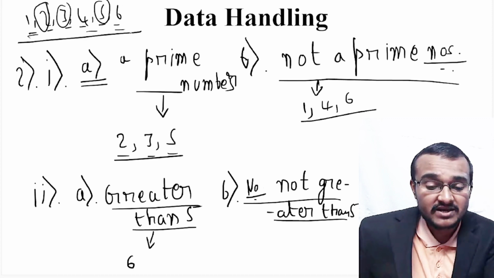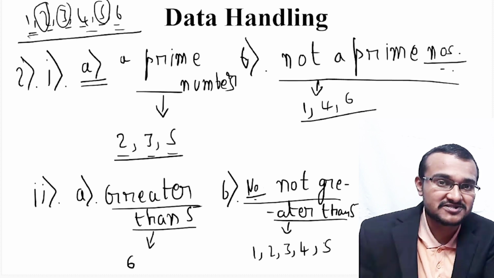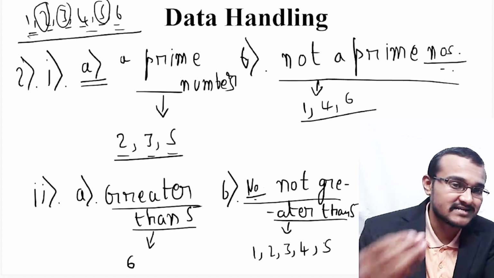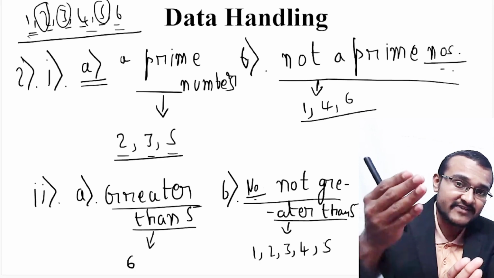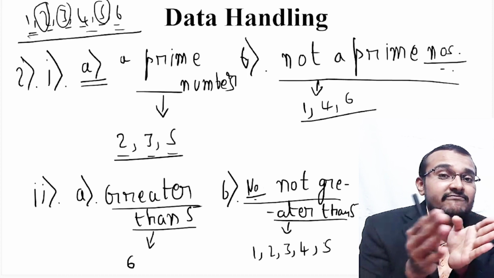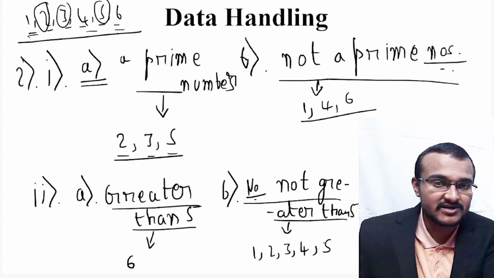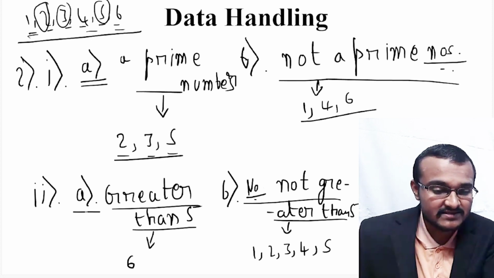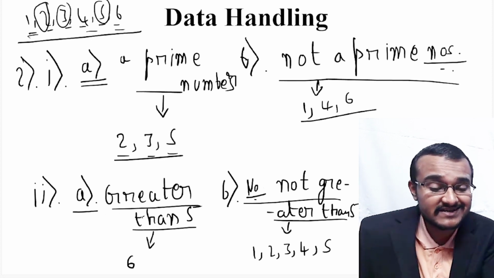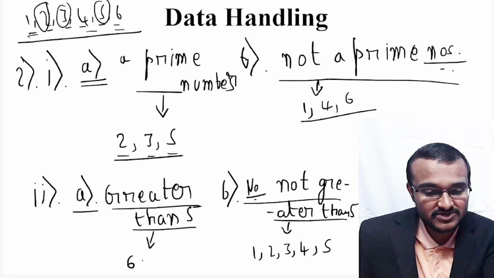When you take numbers which are not greater than 5, then 1 will be an outcome, 2, 3, 4, and 5 is also an outcome, because not greater than 5 means it should not be greater than 5. So either it should be equal to 5 or less than 5. So you have 5 outcomes, from 1 till 5, for this particular event. And in the first event, question A, they asked greater than 5, so only one outcome is present, that is 6.